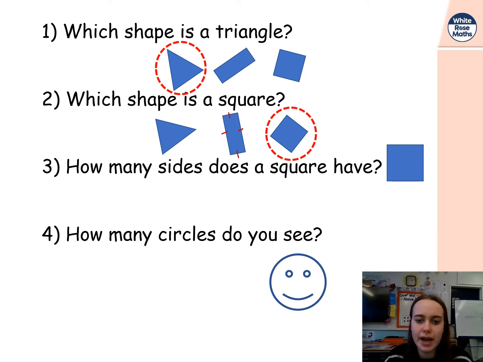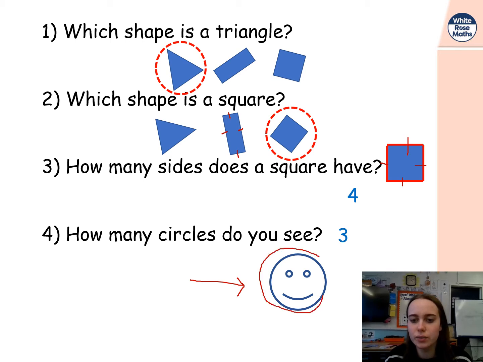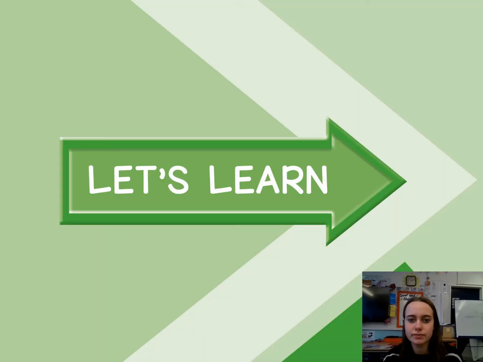So question 3, how many sides does a square have? You can quickly count them up if you want to. There we go. Hopefully you could see that there were 4 sides. And in this smiley face picture here, how many circles can you see? I can see 3. So we've got the large circle to show us the face, and then we've got 2 smaller circles to show us the eyes. So that's 3 in total.